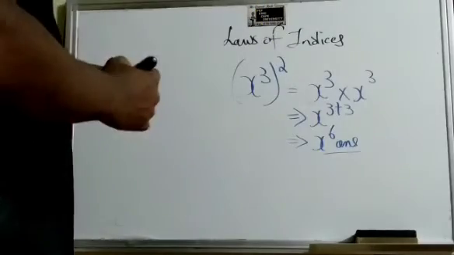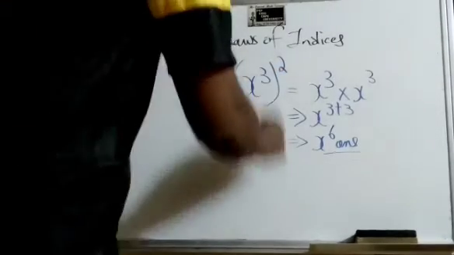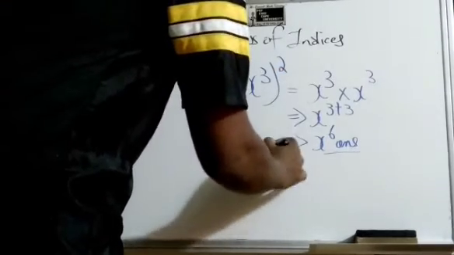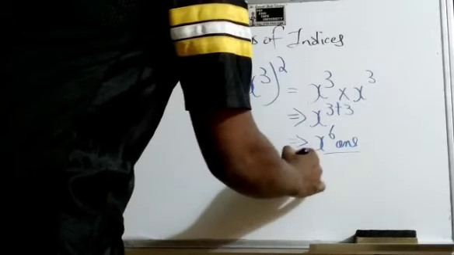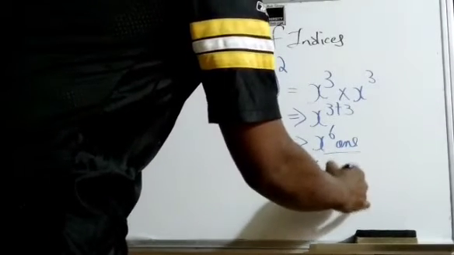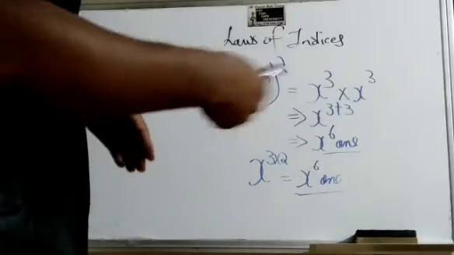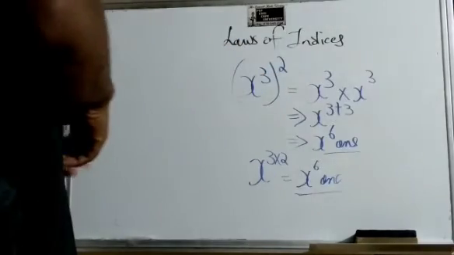Alternately, we could have done this. Because bracket means to multiply, we could have just said x to the 3 times 2 is equal to x to the 6. Because remember, multiplication is repeat addition. Alright guys?